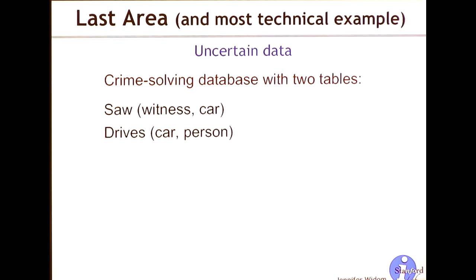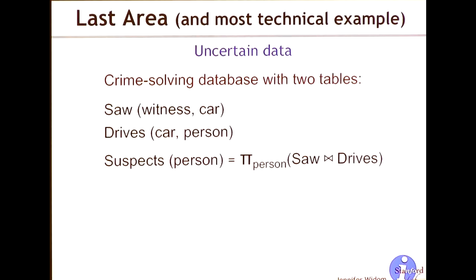Okay, so this one's going to be based on an example where we want to solve a crime using our database. And our database is going to have 2 tables in it, or 2 relations. One is going to record facts that a witness saw a car at the scene of a crime, okay? So there might be a bunch of witnesses who saw a bunch of cars. And the other is a database about cars that are driven by people.